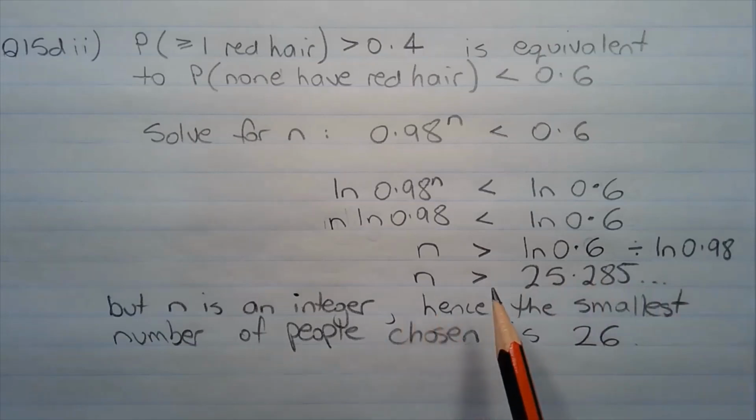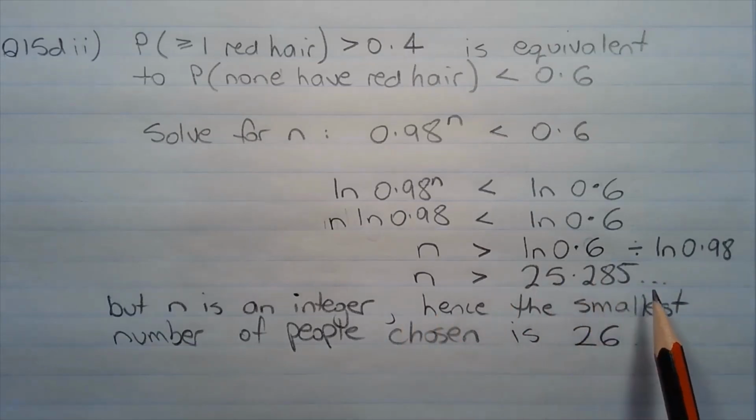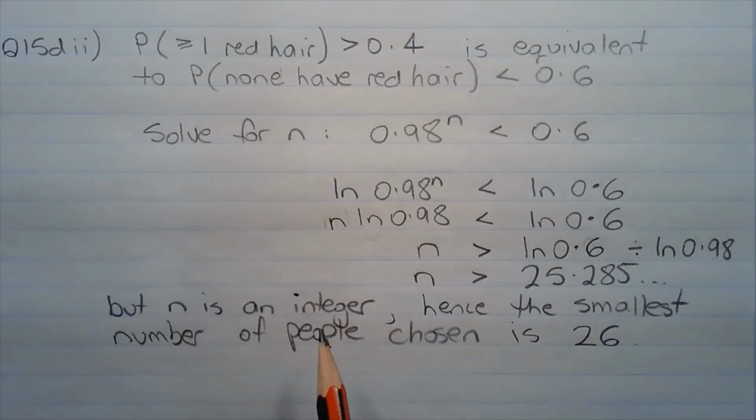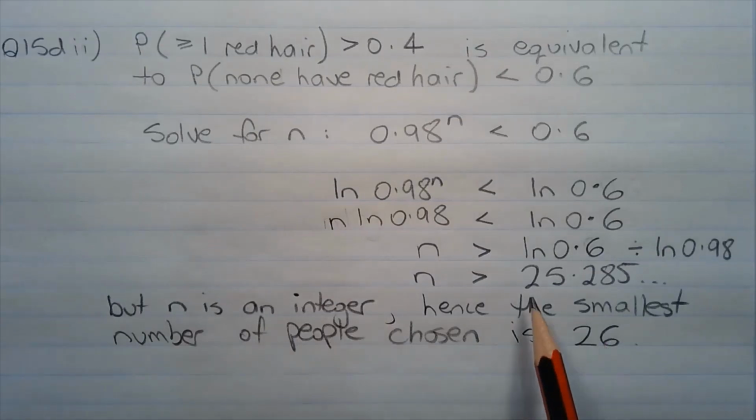We have n is greater than 25.285 and so on. But n is an integer as that represents the number of people chosen. Hence, the smallest number of people chosen is 26, since 26 is the smallest integer greater than 25.285.